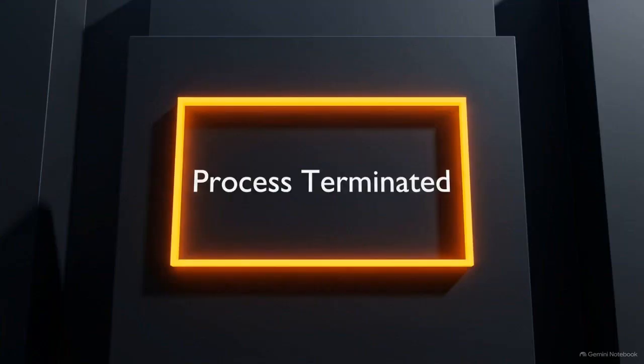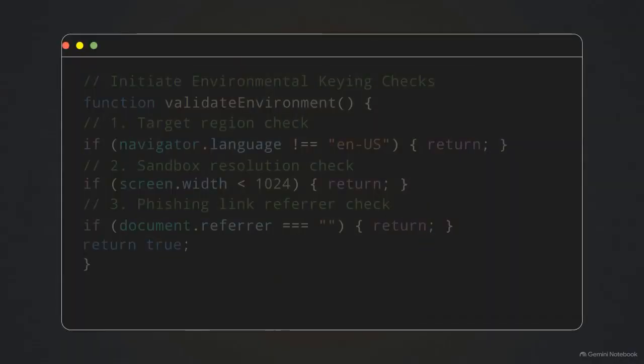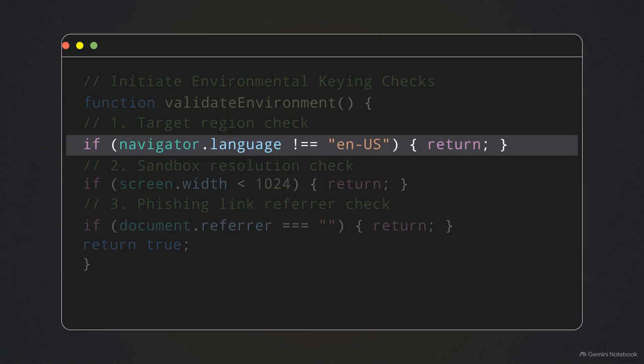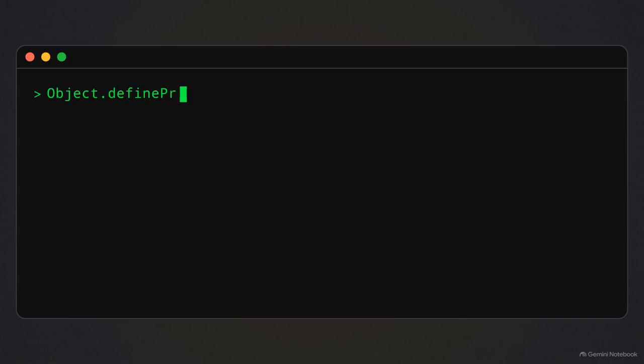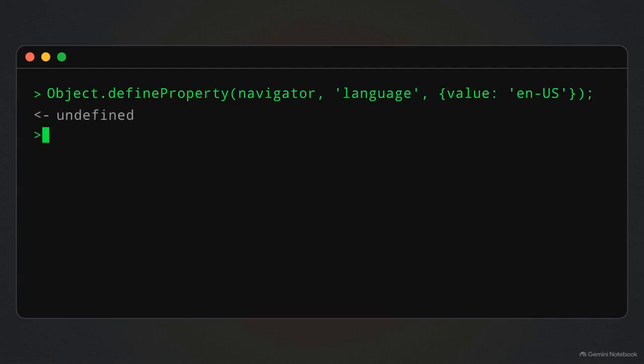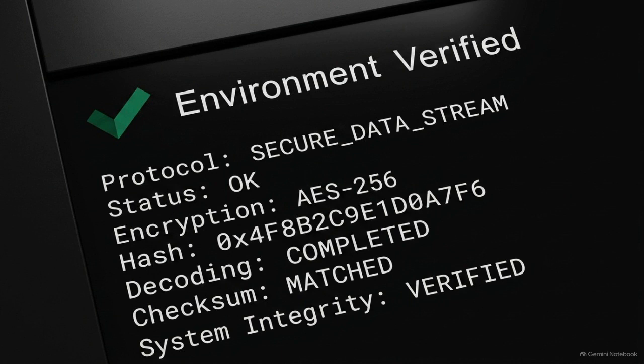Even with the right tools, some payloads will refuse to run. This is caused by environmental keying. Malicious scripts often check system properties like browser language, screen resolution, or referrer URLs. If your analysis environment doesn't match the expected profile, the payload simply exits. You bypass this by manually spoofing the required properties in the console before the script runs. Ensuring the environment matches the attacker's expectations is the final step to forcing the payload to reveal itself.